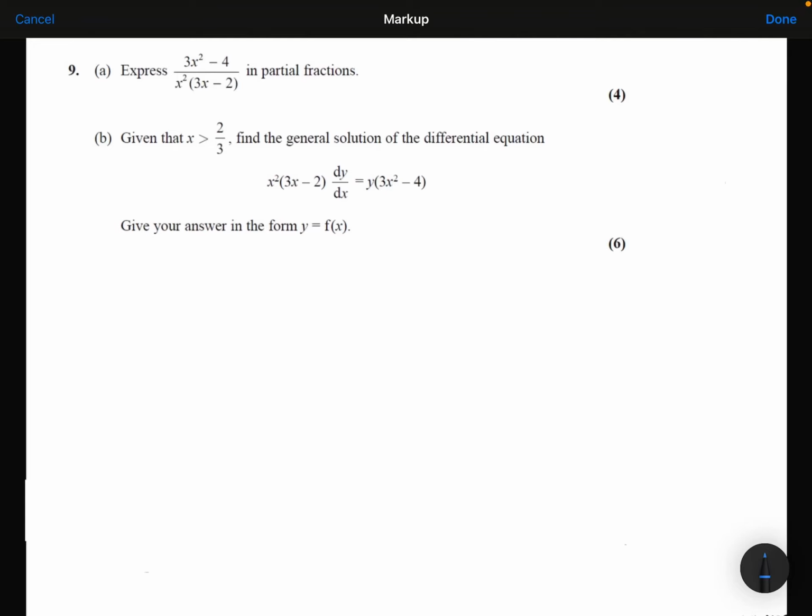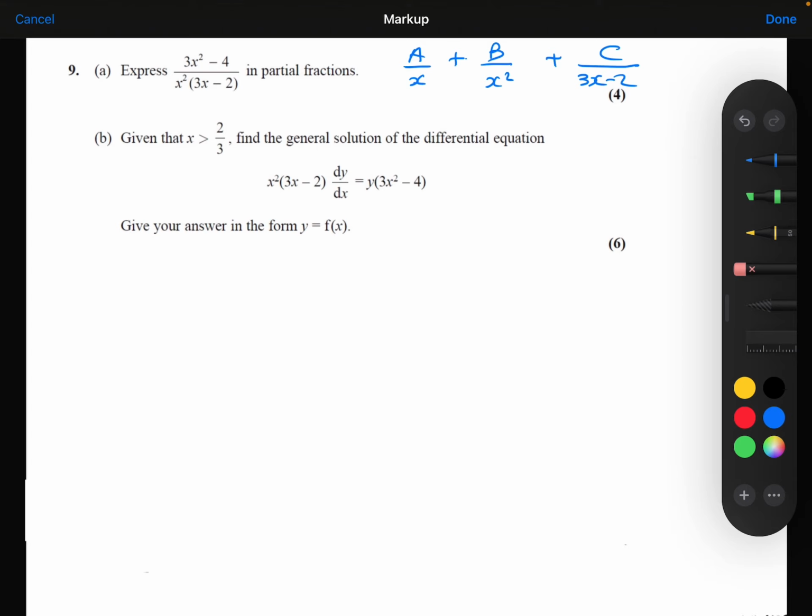Part A. Express (3x squared minus 4) over x squared times (3x minus 2) in partial fractions. So I'm going to first write A over x plus B over x squared. That deals with the fact that we've got the x squared there. You need the A over x and you need the B over x squared. You need both of those. And then we need the C over 3x minus 2.